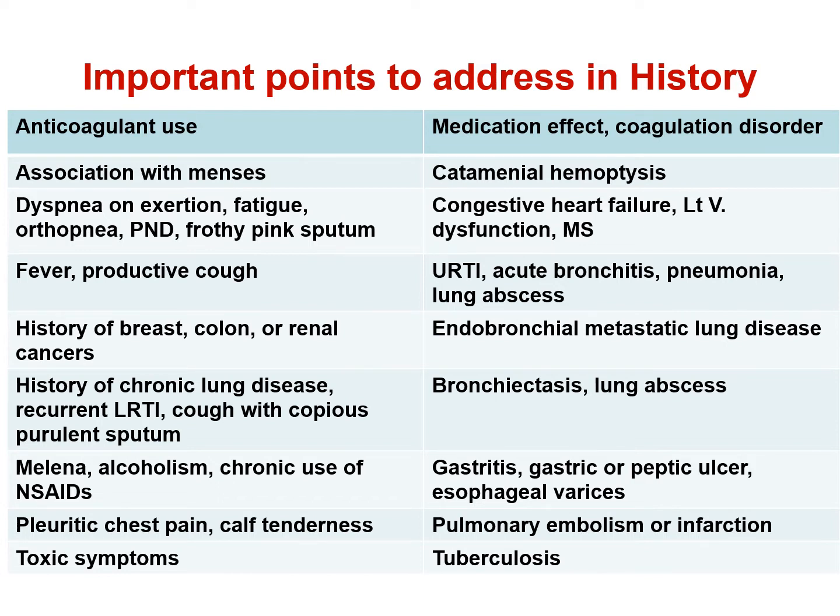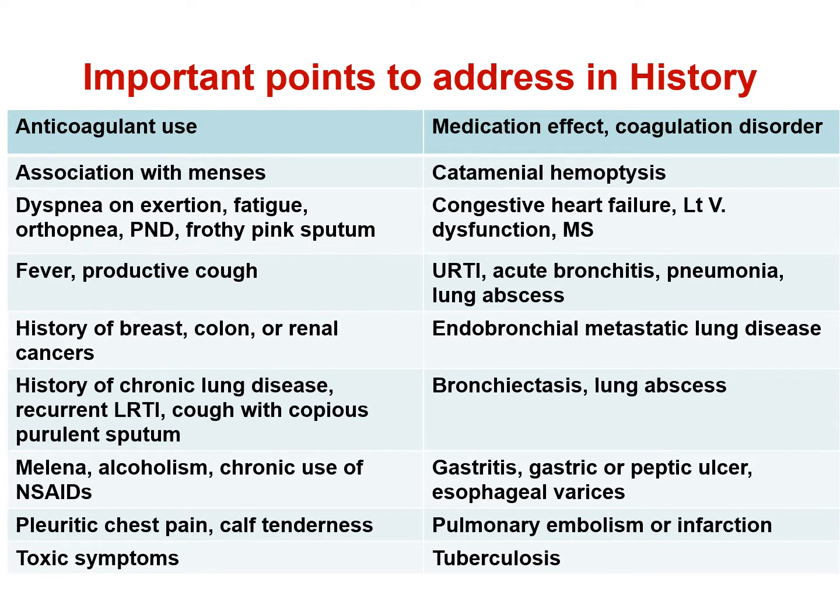After differentiating between true and false hemoptysis, and between hemoptysis and hematemesis, you will ask your patient some points in his history to reach a differential diagnosis. For example, if your patient uses anticoagulant drugs, the cause may be a medication effect or coagulation disorders. If the hemoptysis is associated with menses, the cause may be catamenial hemoptysis. If your patient has a history of dyspnea on exertion, fatigue, orthopnea, paroxysmal nocturnal dyspnea, or frothy pink sputum, the cause will be congestive heart failure, left ventricular dysfunction, or mitral stenosis.